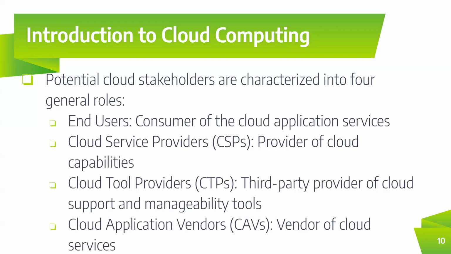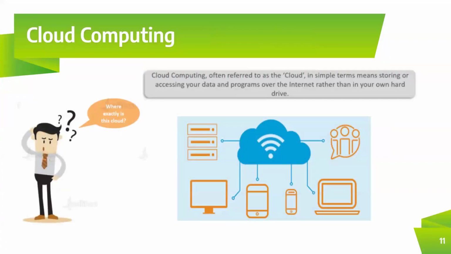Inside the cloud, we have to use tools, and those tools are provided by different providers. That is called third-party providers of cloud support and manageability tools. Then finally, we have application vendors for cloud services. These are the stakeholders and characteristics in four general roles. Got it?